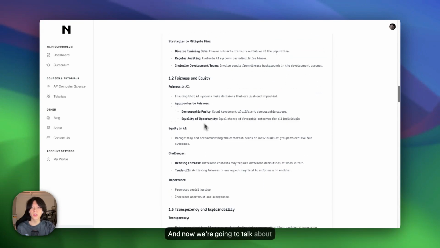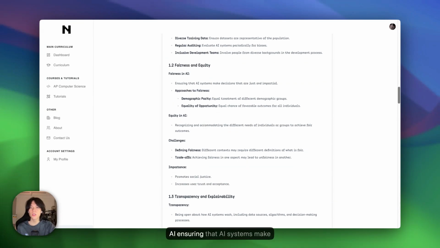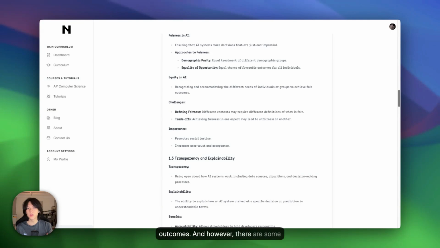And now we're going to talk about fairness and equity in AI. Fairness in AI means ensuring that AI systems make decisions that are just and impartial. Some of the approaches to fairness include demographic parity, equal treatment of different demographic groups, and equality of opportunity, giving an equal chance of favorable outcomes for all individuals. And equity in AI means recognizing and accommodating the different needs of individuals or groups to achieve fair outcomes. However, there are some challenges that might occur along the way. Different contexts may require different definitions of what is fair, so sometimes it might be very hard to define what is fair and what is unfair. And also there are some trade-offs.